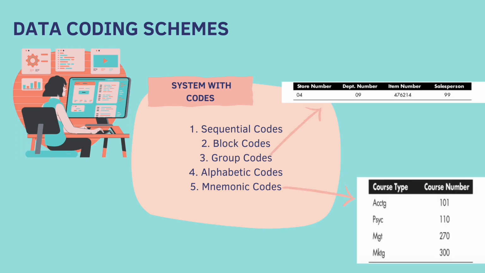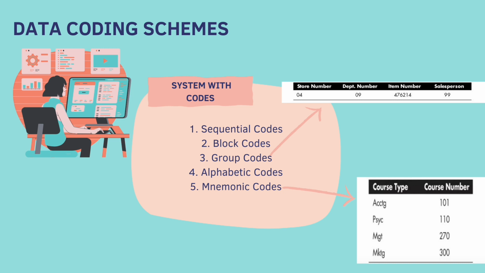Yung group codes naman, meron kang store number, department number, item number, at salesperson. So yung 04, yan yung group code. For example, sa inventory, group code para sa shampoo. Maraming uri ng shampoo. Iba-iba ang color or amoy. So yun yung magiging basihan sa paggawa ng group code.